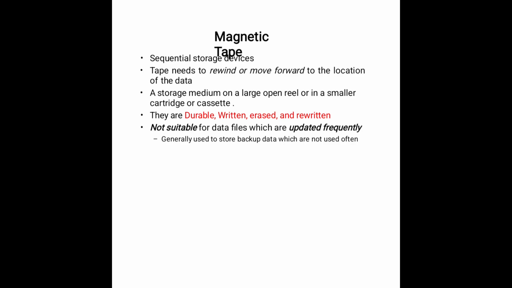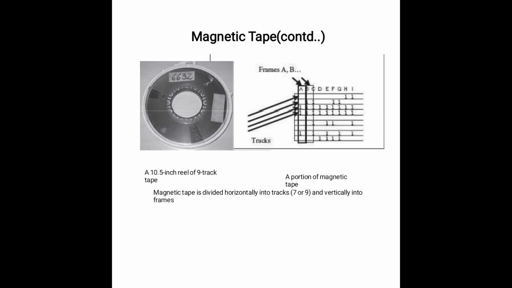So whenever we require the data, we need to play the cassette, and we have to get the information from the tape. This is the example of magnetic tape. The left side indicates the 10.5-inch reel of the 9-track tape. The right side indicates how a portion of a magnetic tape is represented. The column-wise represents frames A, B, and so on. And the row-wise represents the number of tracks, track 1, track 2, or whatever it may be. So magnetic tape is divided horizontally into 7 or 9 tracks, and vertically into frames.